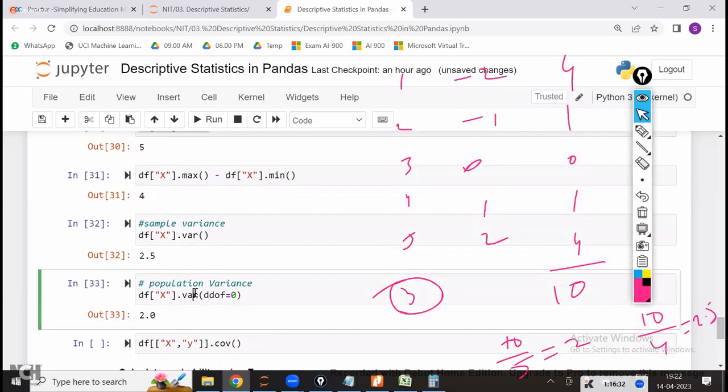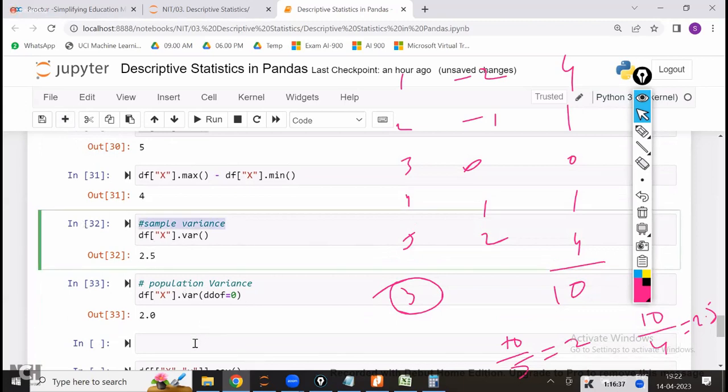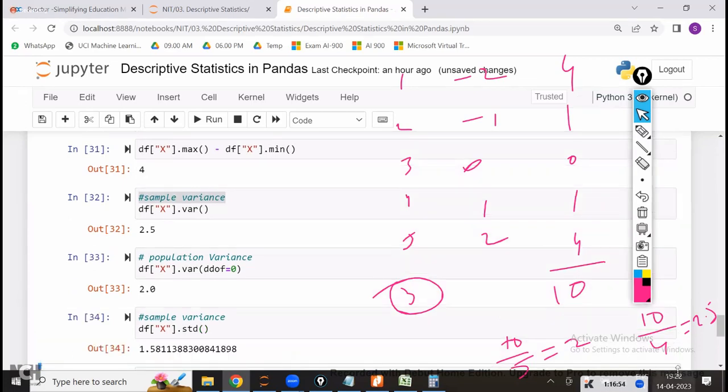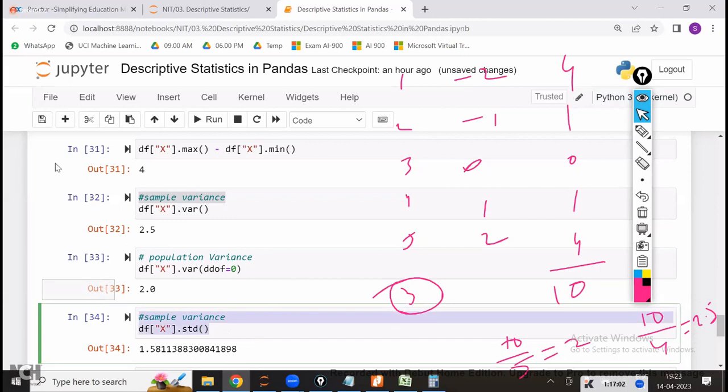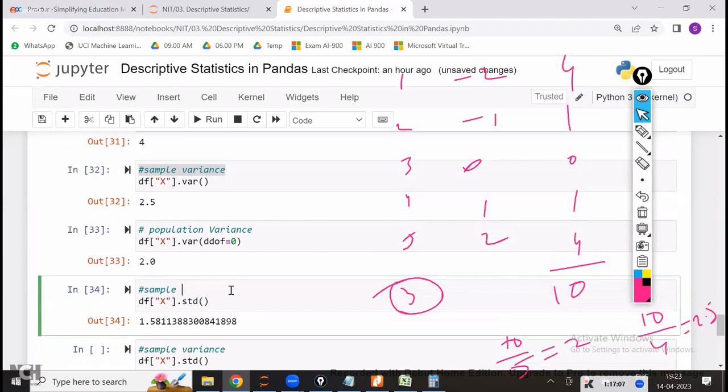Next, similarly, if you want the sample standard deviation, it is nothing but df of x variable, whatever the x variable you are having, dot standard deviation. By default, it is going to consider once again ddof equal to 1 only. Again, it is going to take the square root of 2.5. Square root of 2.5 is 1.58. This is the sample standard deviation.